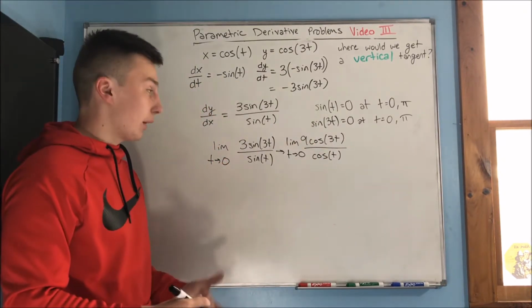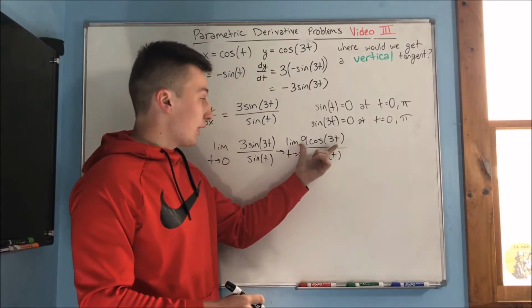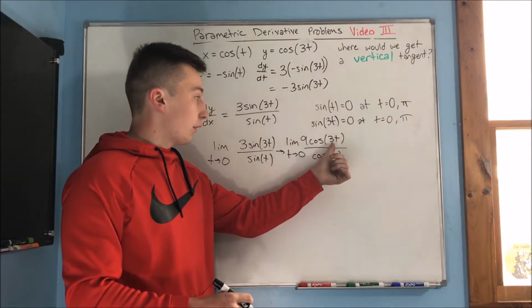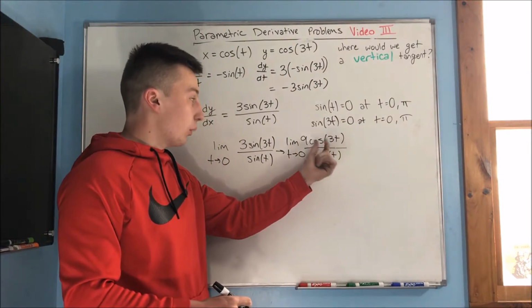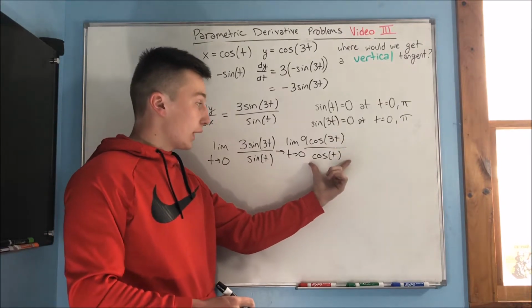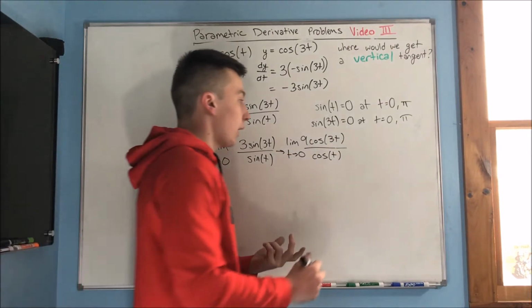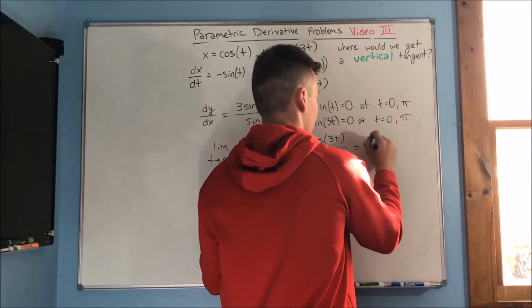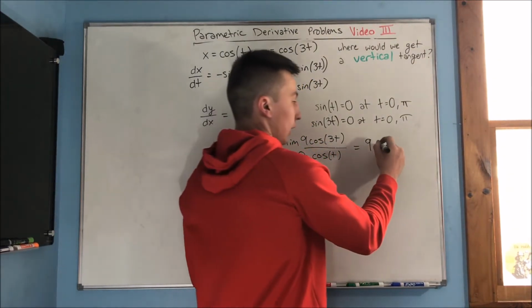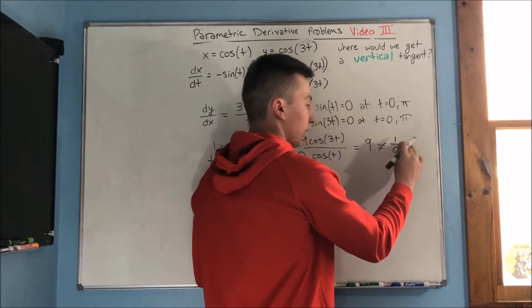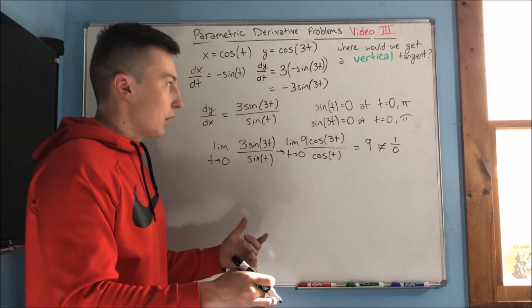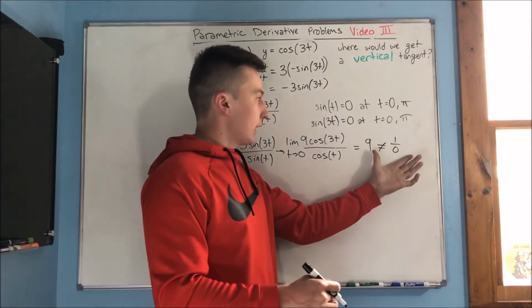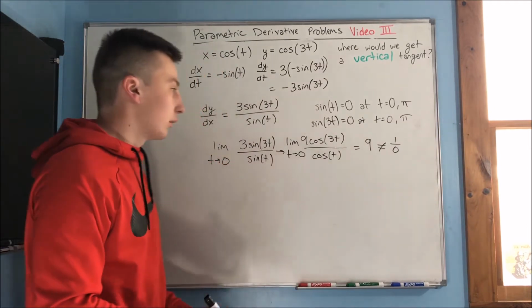Well, now we can just do that, right? We can plug 0 in here, and we get 9 cosine of 0 over cosine of 0, which is 1. So we'll just end up with 9. It's equal to 9. Since 9 is not equal to 1 over 0 or anything over 0, we know that this is not going to be a vertical tangent, right?